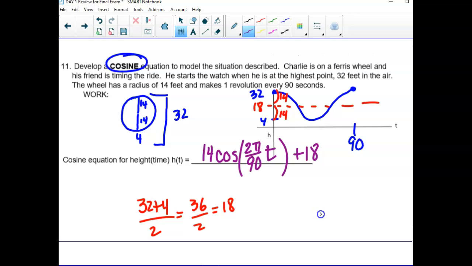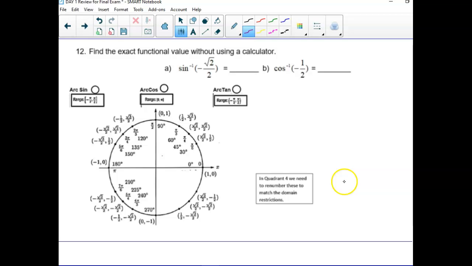You're welcome. If it said you have to write a cosine or sine for something, it's okay to do a negative sine or cosine. All right, guys? I'm okay with that. All right.